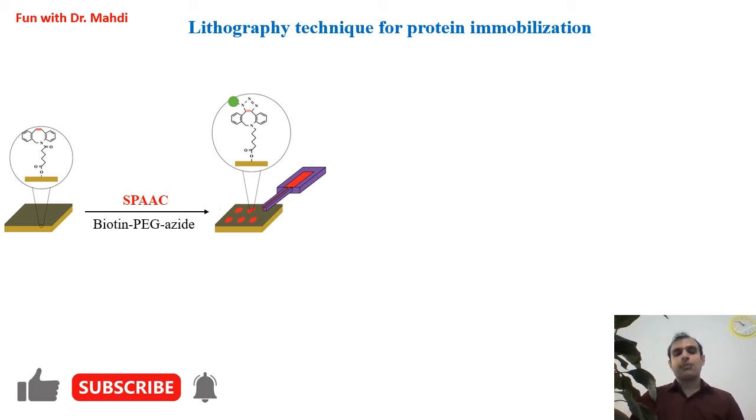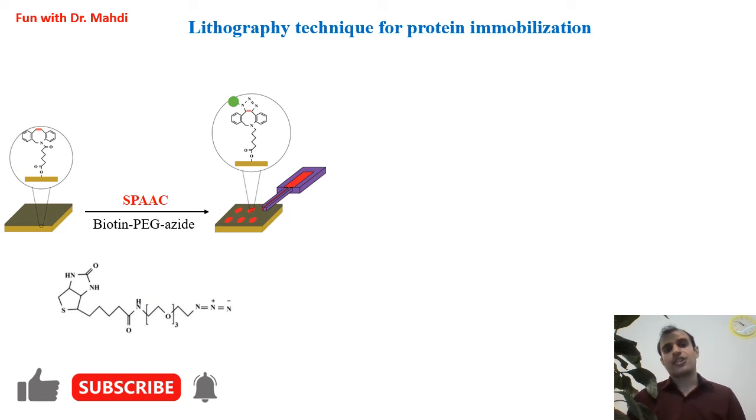And here we use biotin PEG azide. Here you can see the structure of biotin PEG azide. Biotin PEG azide is not fluorescent. Again, we injected biotin PEG azide to this chip, and after printing it on the surface, we left the surface for 1 hour, and after that we washed the surface.